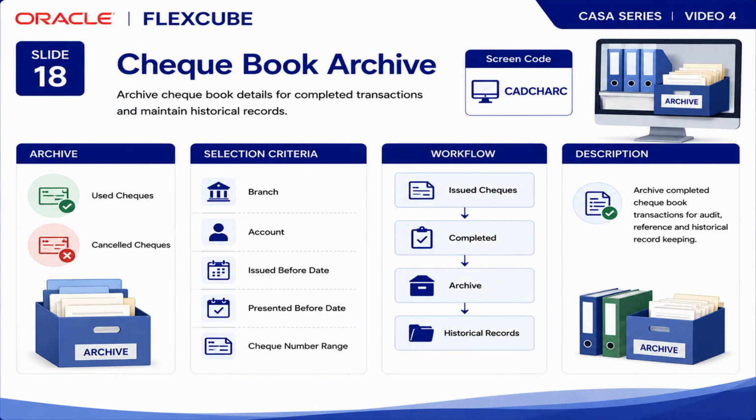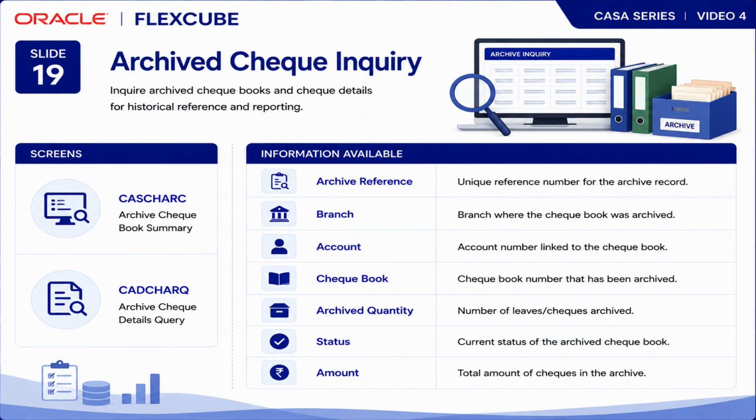Archived check inquiry. Archived check records remain fully searchable within Oracle FLEXCUBE. The CASCHARC screen displays the archived checkbook summary. The CADCHARQ screen displays detailed archived check information. Users can retrieve details such as archive reference, branch, account number, checkbook number, archive quantity, status, and amount. This ensures historical check records remain easily accessible whenever required.